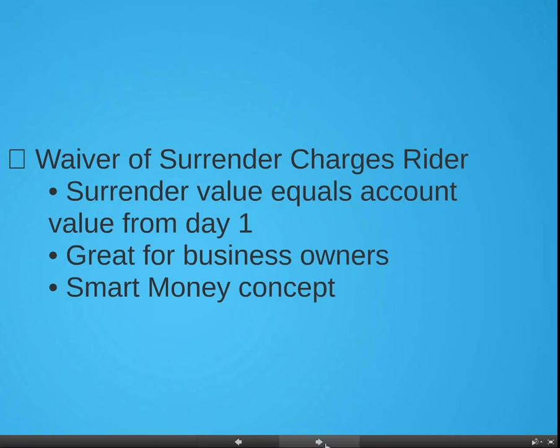Also, the smart money concept where somebody's got money sitting on the sidelines, maybe in a CD or money market account, they can put money into this IUL contract, waive the surrender charges, and then they can say, well, I can get to my money if I need it, and I'm possibly earning a much higher return. So it looks great. That was where you would use this rider. Not every company has it, but a lot of them do. Good bonus feature.